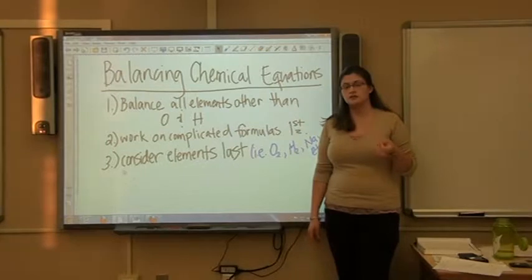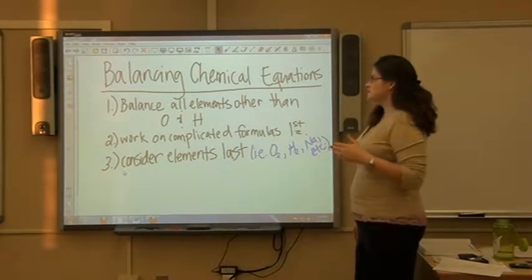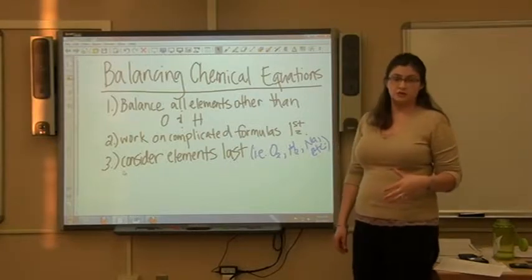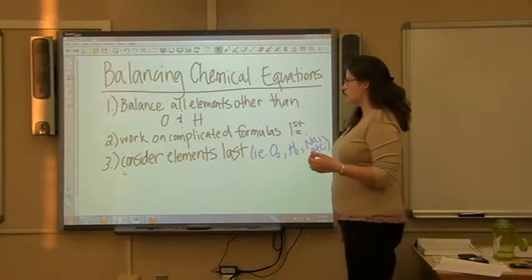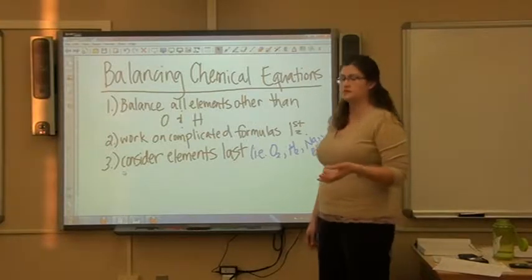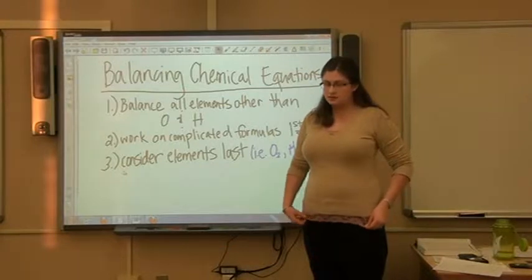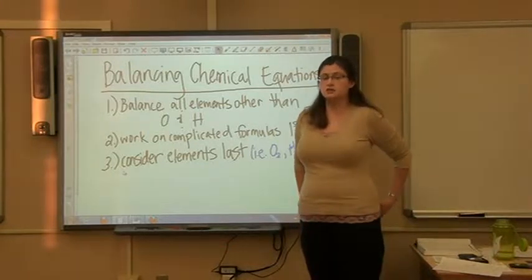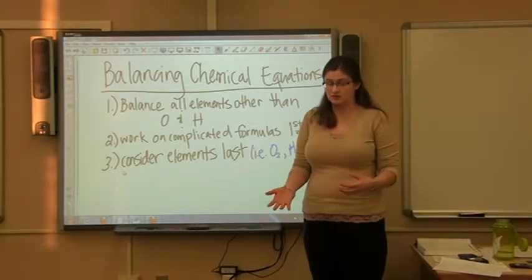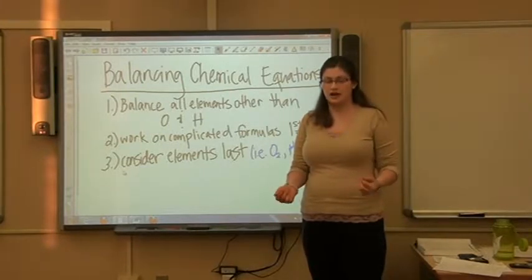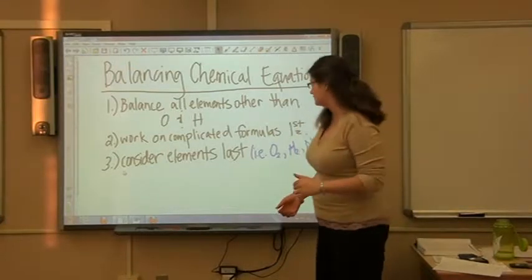Okay, now let us talk a little bit about balancing chemical equations. This is the procedure that I want you to follow for balancing all chemical equations. The first thing that you should do is always balance all the other elements other than oxygen and hydrogen. The reason to do those other elements first is because oxygen and hydrogen oftentimes occur in even and odd numbers on either side of your reaction. So you want to be careful about doing those last.